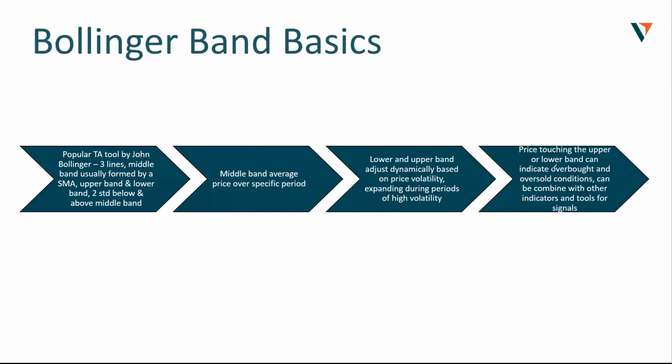So when price touches the upper band in a bearish market, this can be used to generate sell signals. Likewise, when price touches the lower band in a bullish market, when prices are forming higher lows and higher highs, as we saw earlier, you can see that in a bullish market, price barely pulls back to the lower band.